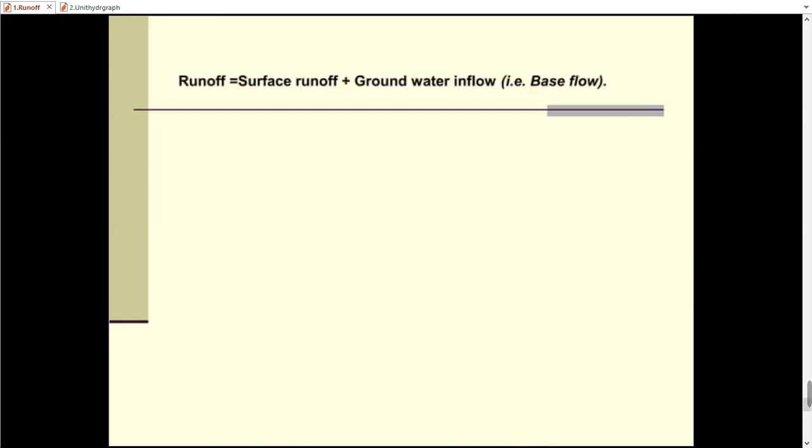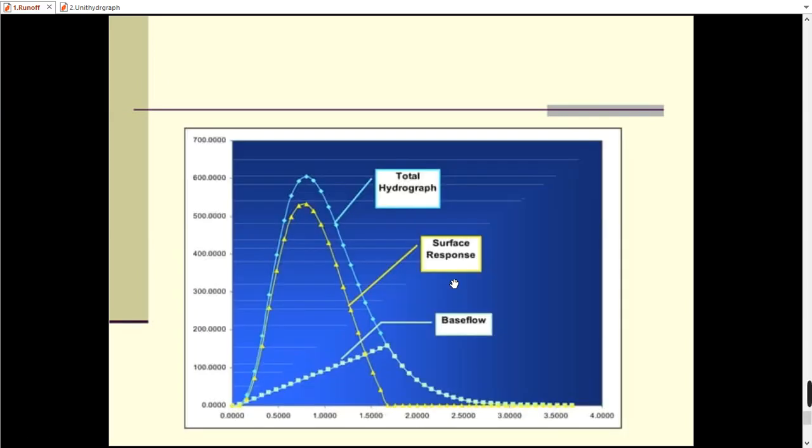So this is the formula. You need to understand this first of all: runoff is equal to surface runoff plus groundwater inflow. This is, for example, the total hydrograph and base flow. This is in the graph. We will see it in another title. In this unit hydrograph, we can represent the surface runoff and runoff in that graph.